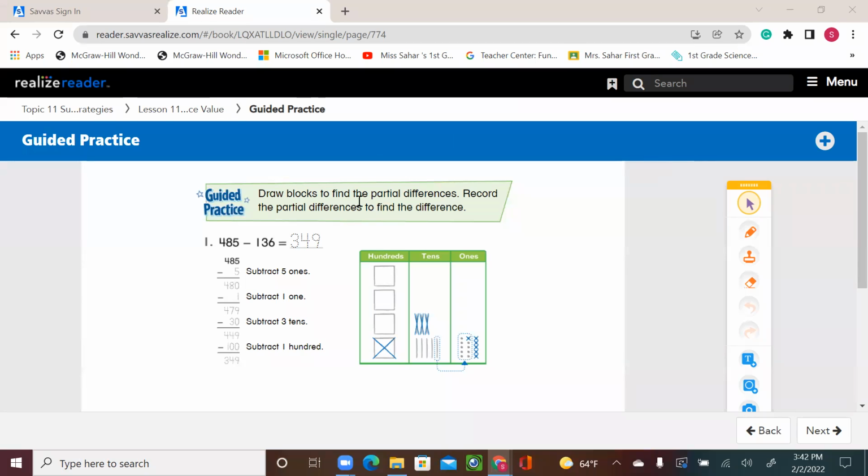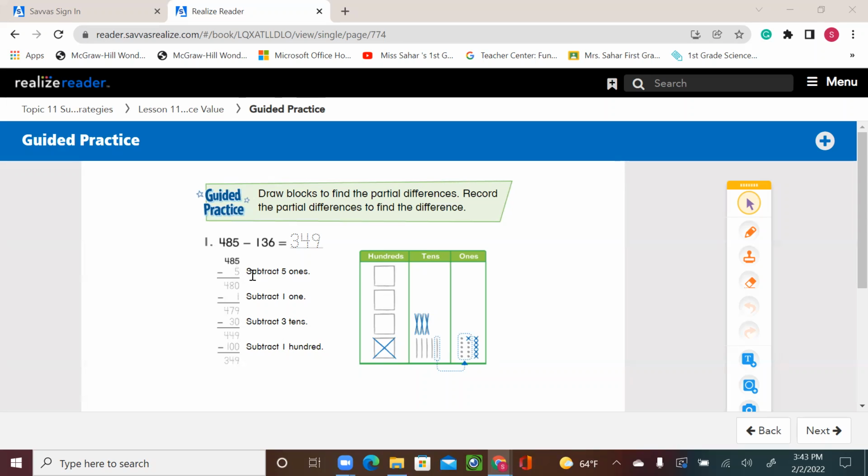All right, draw blocks to find the partial differences. Record the partial differences to find the differences. This is when you put the steps that you're making. Now we're going to put it down, and we call this partial differences. So the equation is 485 minus 136. So I'm going to draw my blocks: 400, and then 8 tens, and then 5 ones.